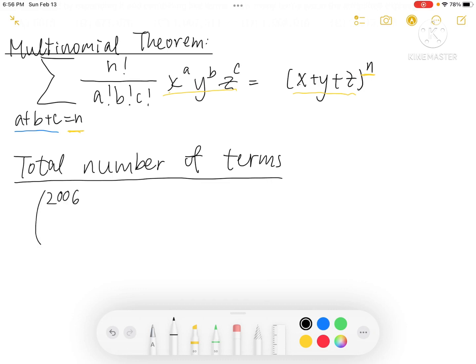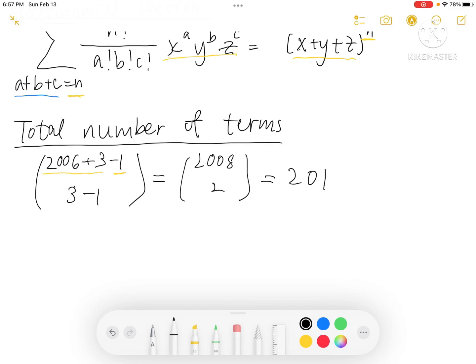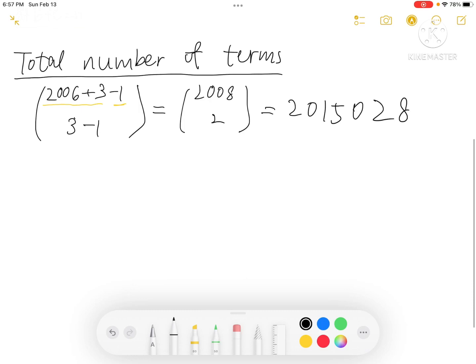So it's 2006, which is the total, plus the 3 extra slots we can have, because there are no restrictions saying the exponents can't be equal to 0 or can't be equal to each other, and we minus 1 because we have 3 of these exponents. So it's the same as 2008 choose 2, and after calculation it's 2,015,028. So here is the total number of terms before cancellation.